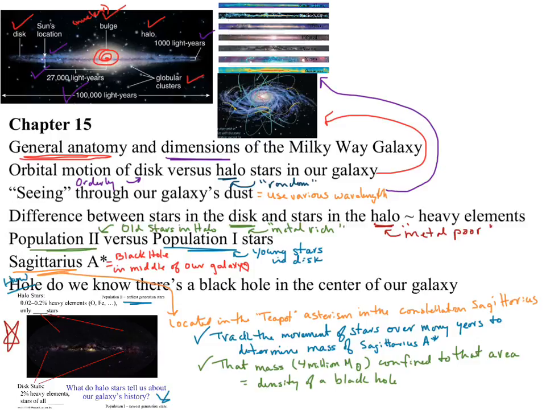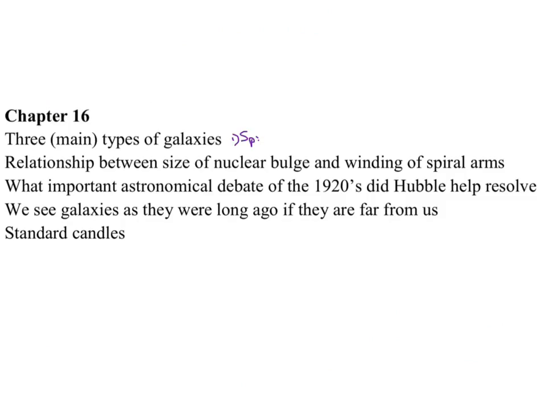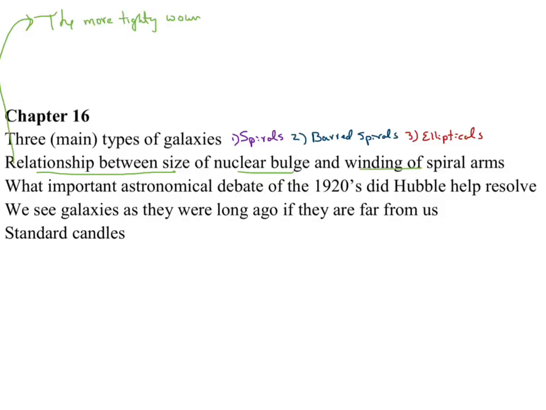And then for the last chapter, I went ahead and broke it up onto 2. So this is the first page of 2. I know students sometimes think the irregular is the third type of galaxy, because I think that's what your textbook talks about. But the 3 types of galaxies are spirals, barred spirals, and ellipticals, kind of back to Hubble's tuning fork diagram. And then we talked about the nuclear bulge and the winding of the arms. So basically, the more tightly wound the spiral arms, the larger the nuclear bulge.